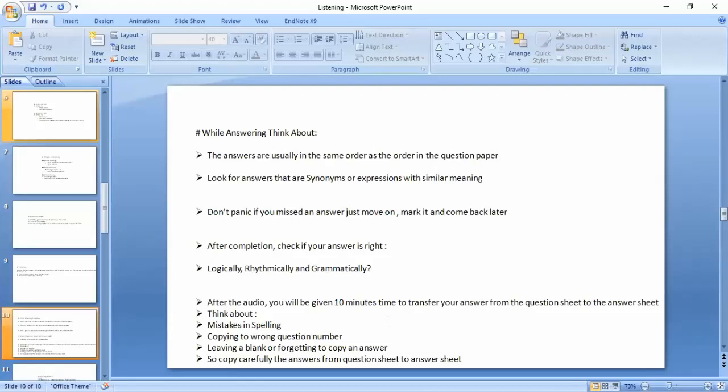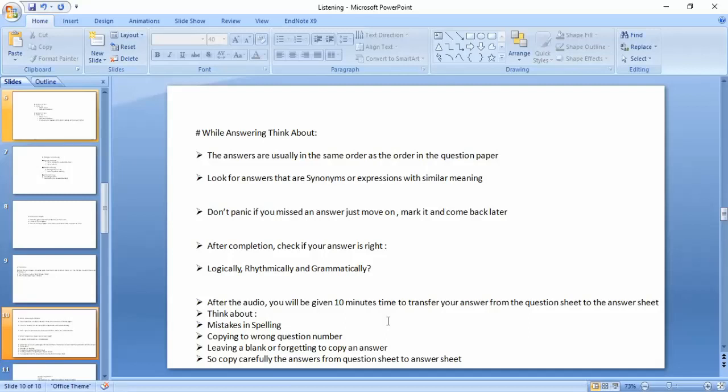While answering, think about the fact that the answers are usually in the same order as the questions. That means the answer to question one will appear first, then the answer to question two, and question three will come later, in sequence, one after the other, mostly in sections one, two, and three. But in section four, it might be a little bit tricky, so you have to be careful. We have to watch out for that too.